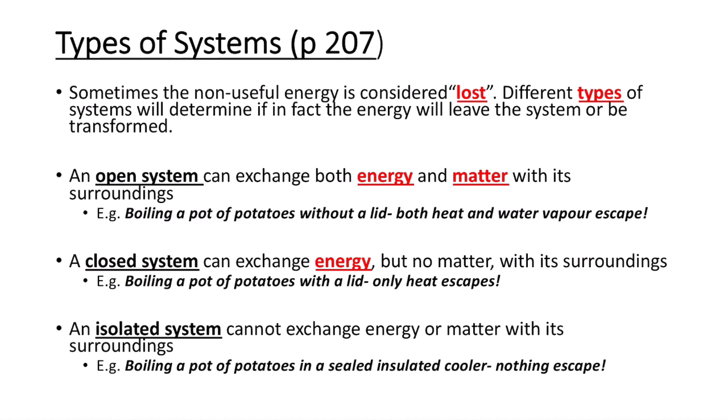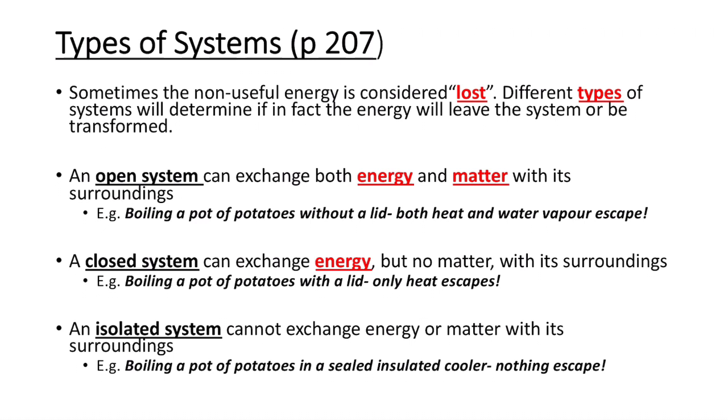In an open system, so we have three types of systems, there can be an exchange of both energy and matter with its surroundings. For example, boiling a pot of potatoes without a lid, both heat and water vapor, which is matter, escape. If you boil water and leave it boiling, it will eventually boil dry because the water is evaporating and it is taking heat with it. If you were to think about putting your hand above the pot of boiling water, you could feel the heat coming off of it. And the matter in this case is the water vapor, which is the change of state that occurs when water is heated.